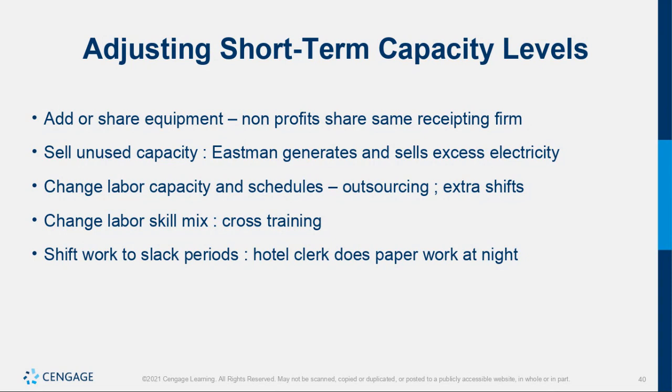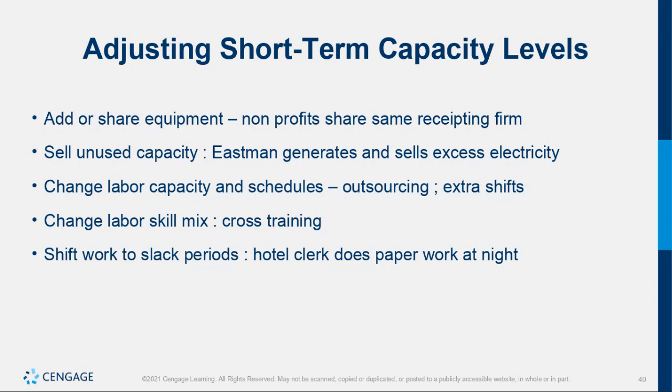Another way is to sell unused capacity. So for example, Eastman Chemical in the Longview plant has the capability, because of the offshoot of some of their processes, to use the steam and chemicals to actually generate electricity. They make so much electricity that they make enough to run the entire plant themselves. And then they still have electricity left. So what do they do? They sell it in the marketplace. They sell their unused capacity.